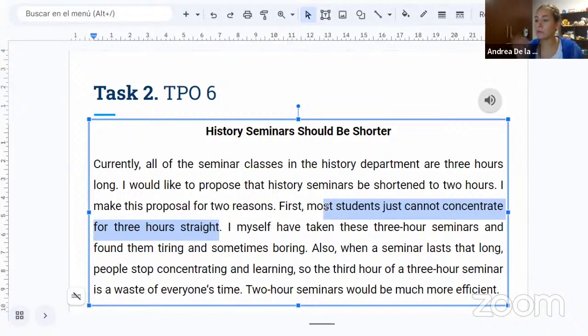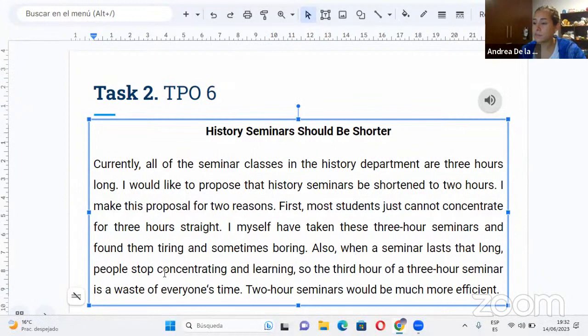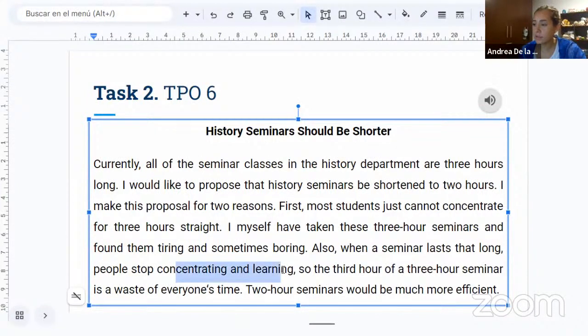It's always the opposite of what you have here. So the reading says that students cannot concentrate. The woman says that they can. So it's the opposite. Same thing for the other one, right? Here, the student in the letter says that they last too long, right? And people stop concentrating and learning. So it's basically the same. So do the same.